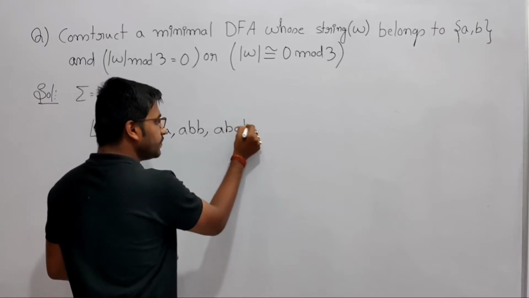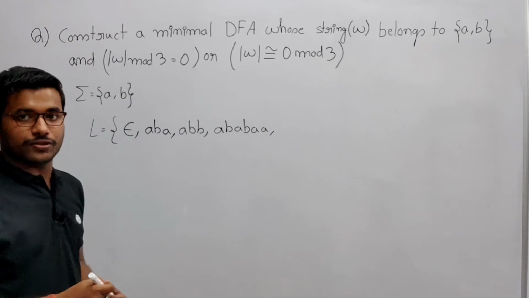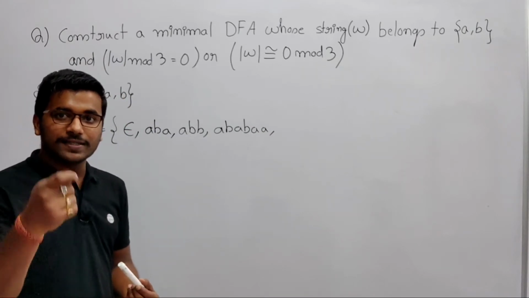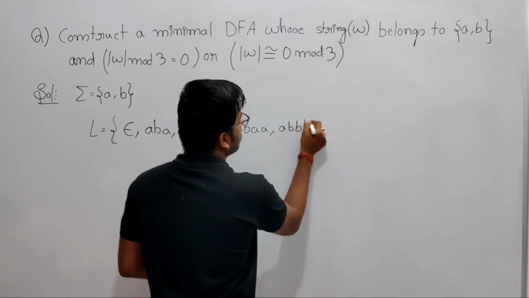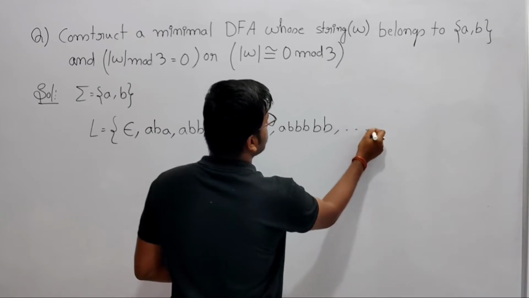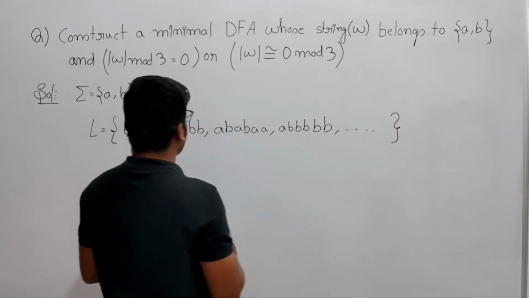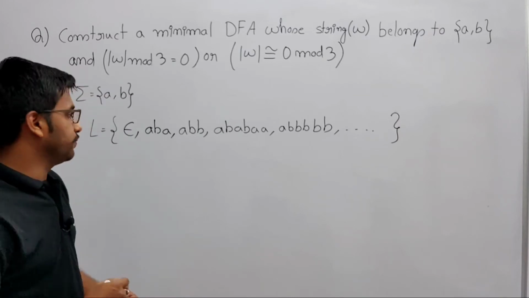abab, aa, see, length 6 divided by 3 gives remainder 0. So length 0, length 3, length 6, length 9, like abbb, bbb, see 1, 2, 3, 4, 5, 6. So like this, it contains the set of all strings whose lengths are such that when you divide by 3, the remainder should be 0.